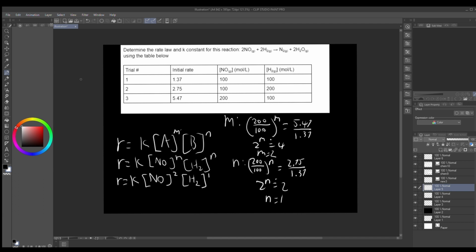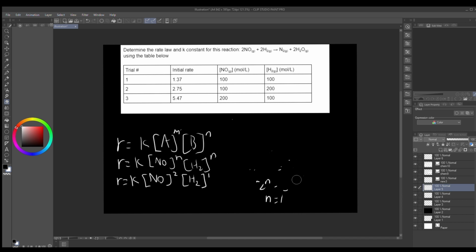And so I'm just going to delete this part here, if that's okay, because we still have to solve for the K value. This is going to take one second. And there we go.